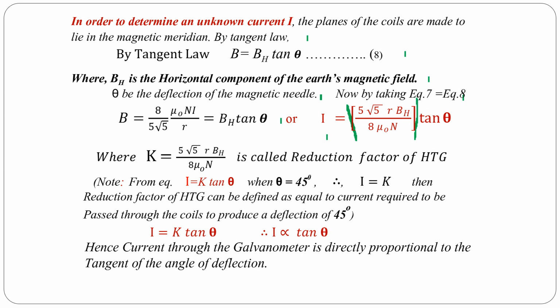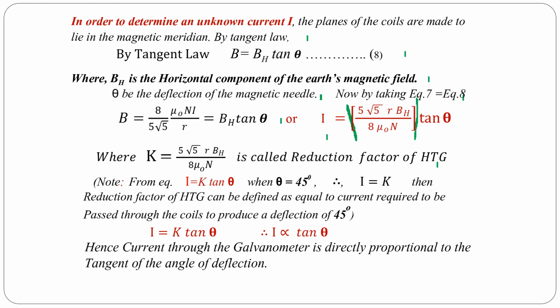Here we can observe that the term 5 root 5 R BH divided by 8 mu naught N is equal to K, which is called the reduction factor of HTG or Helmholtz tangent galvanometer. Now we can write I is equal to K tan theta, where K is the reduction factor and is given by K is equal to 5 root 5 R BH divided by 8 mu naught N.